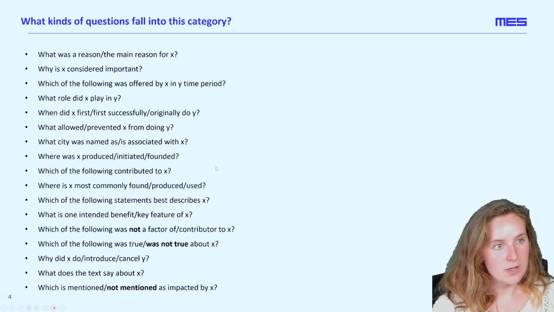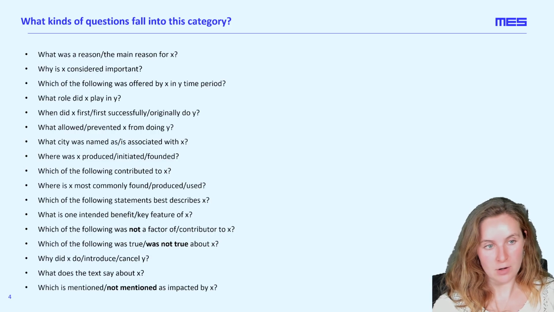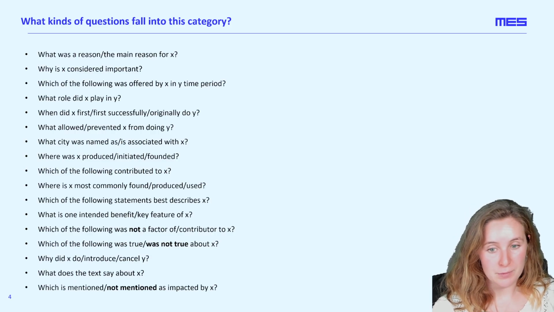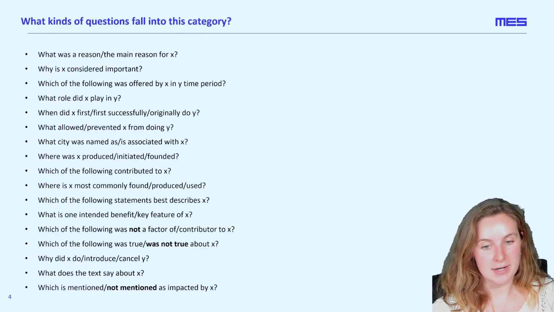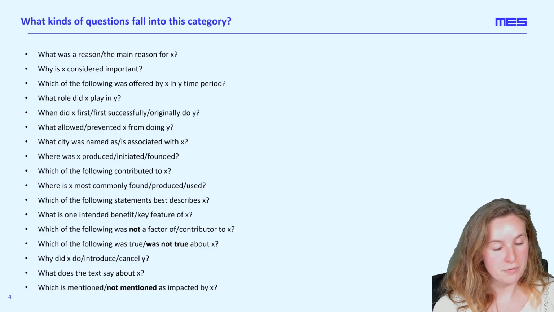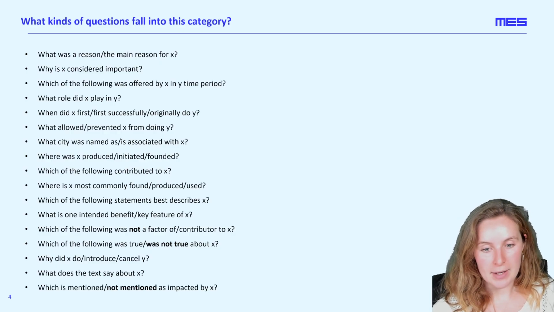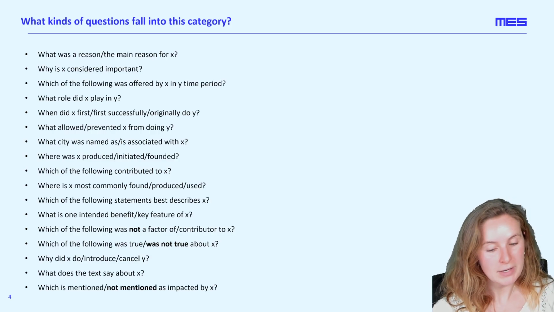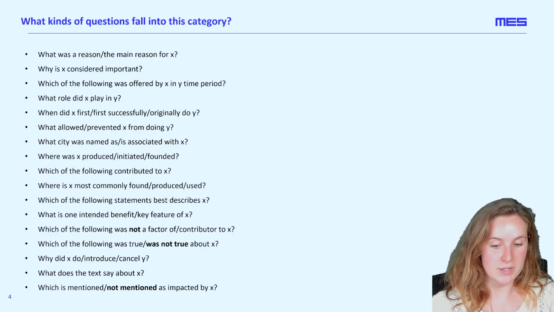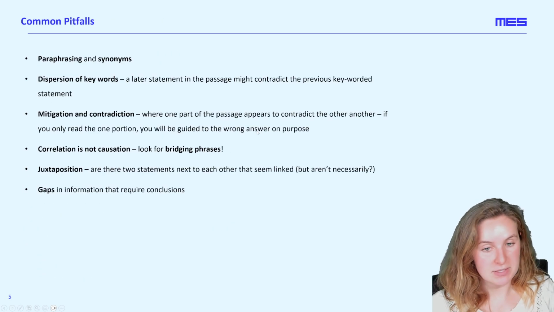This is what the questions will look like. There are lots of different options about reasons, time periods, why things were important when they were done originally, relationships between certain ideas. So, for example, what allowed or prevented X from doing Y, which of the following contributed to the topic, best describes, most commonly found, intended benefits or contributors or factors of things, true or not true, mentioned, not mentioned, or what do they say about a specific idea.